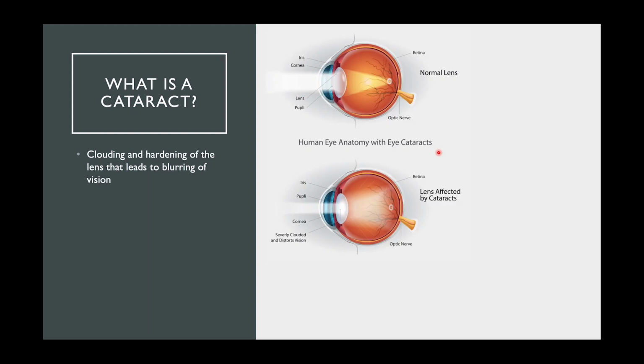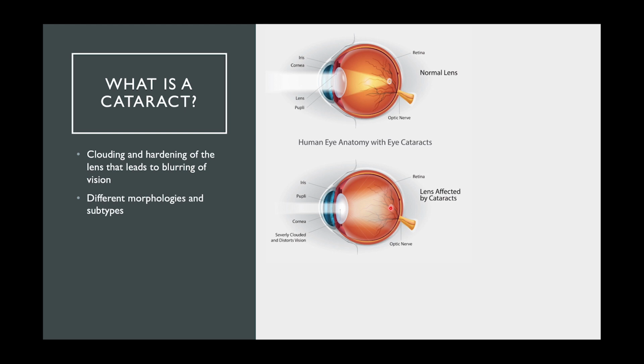So what exactly is a cataract? A cataract is a clouding and hardening of the lens that leads to blurring of vision. So what that means, if we look at some diagrams, if you look at the diagram on the top, this is what an eye looks like with a normal lens. As you can see, the light comes in, it hits the lens, which is able to refract that light to give a crisp image on the retina. If you have a cataract, what'll happen is that light will come in, it'll hit the cataract lens, and it'll kind of scatter everywhere because it's clouded and it's hard. So you won't get a crisp image on your retina, and then you will complain about blurry vision.